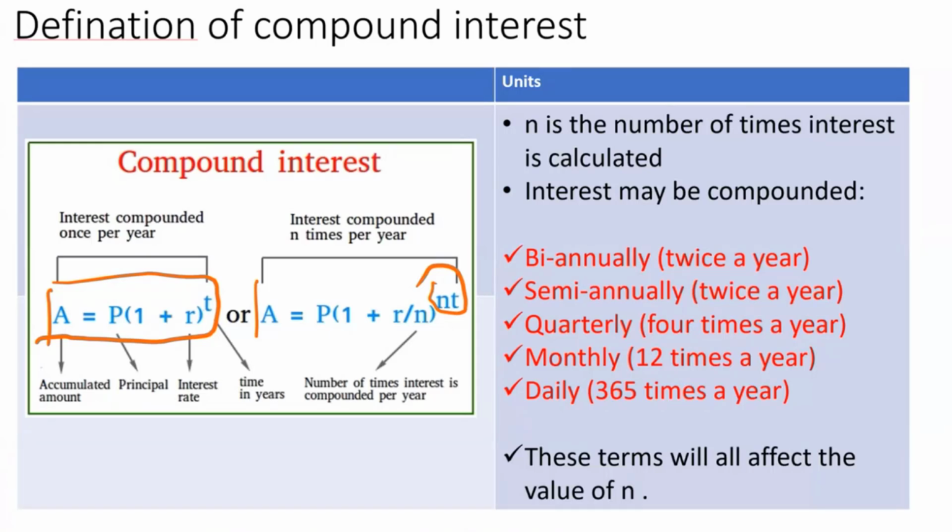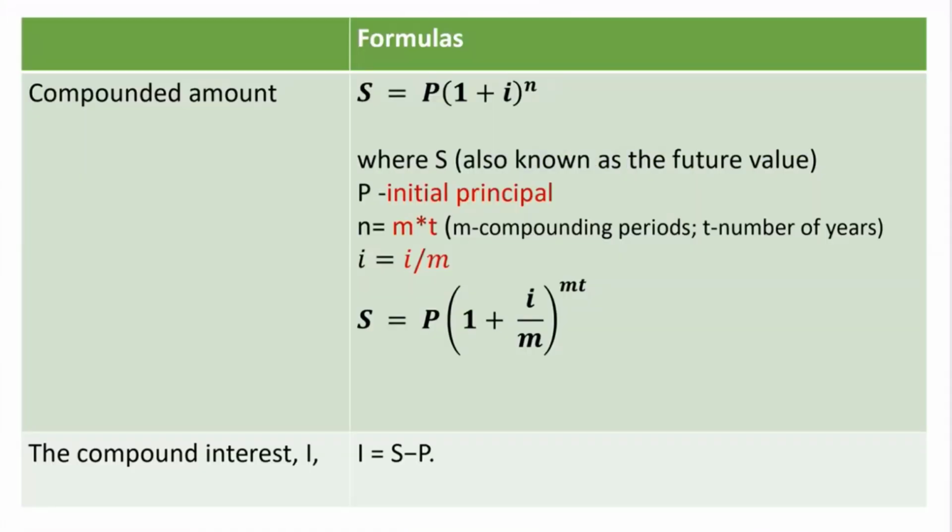Then we also have N. N is the number of times the interest is calculated. The interest can be compounding monthly, weekly, or daily. So there are different numbers of compounding periods, and these compounding periods have an impact on the value of N. We are going to make sure that we highlight those.